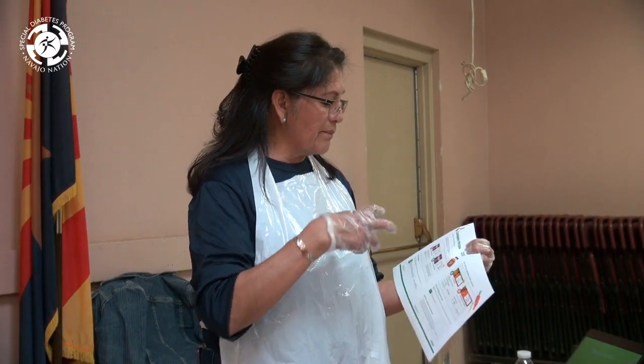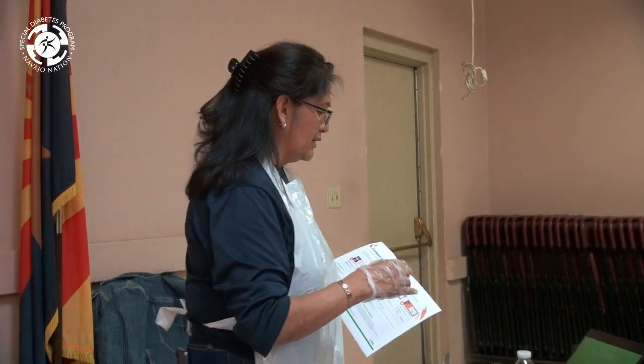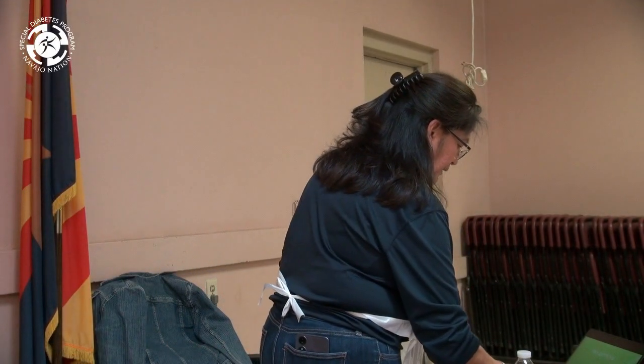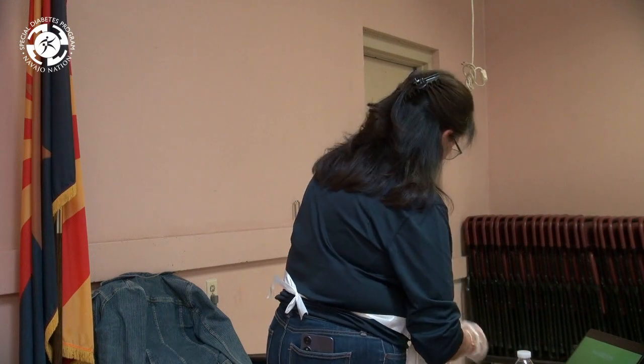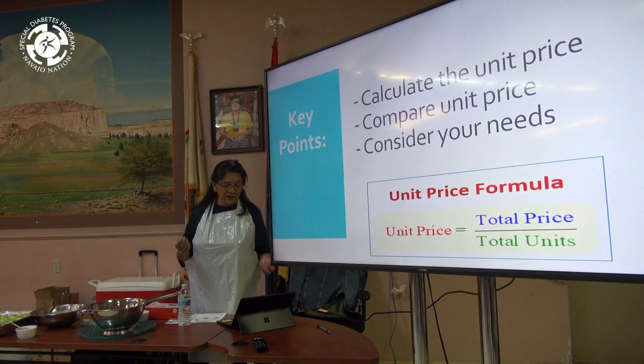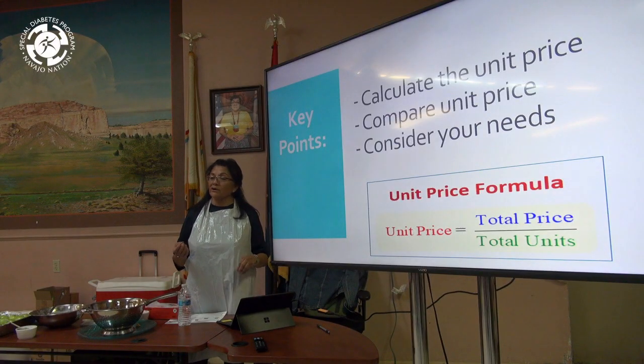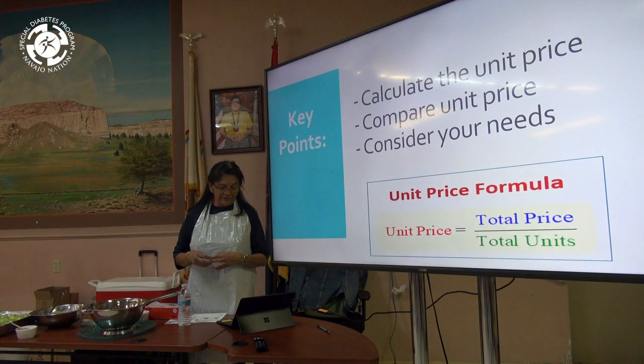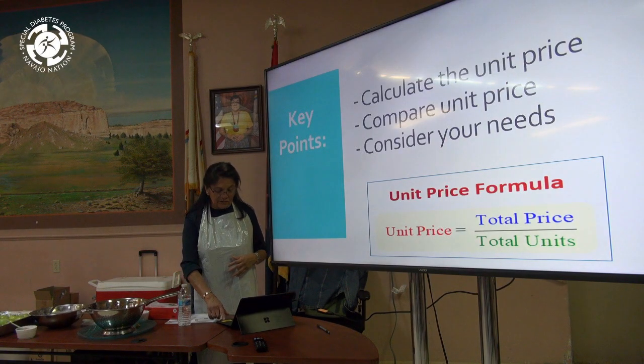The prices on there, some have bigger containers. So those are some things to really watch out for. And I have a PowerPoint just to give you good examples on those too. It can help you compare unit prices concerning your needs. So that's a unit price formula that's displayed there for you guys, so you can understand.